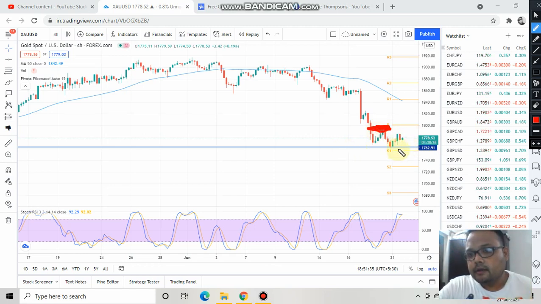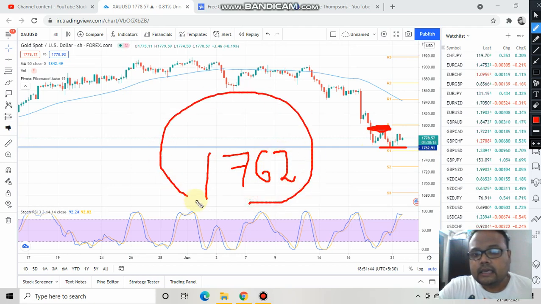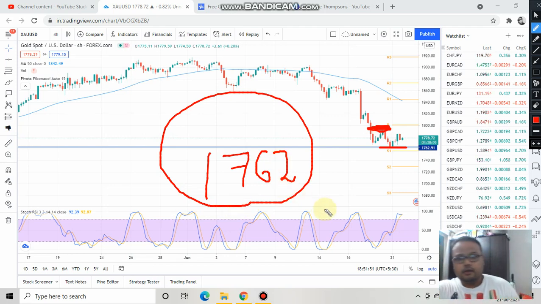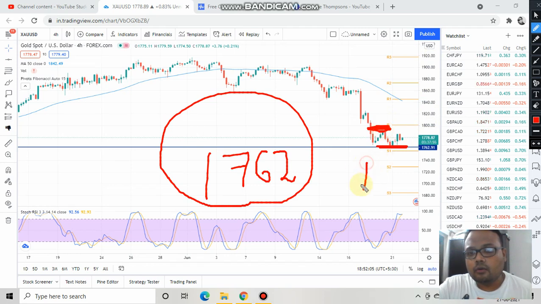On the other hand, if the market crosses this level, this blue line at 1762, with good volume, then you can short the market, because the market is in seller's territory. So if the market crosses this level with a good amount of volume, then you can short the market. But right now, do not do anything. Do not go for a buy order as well as a sell order.